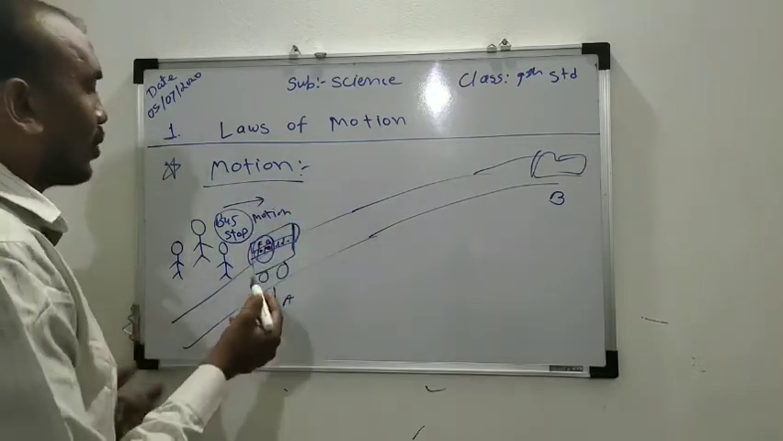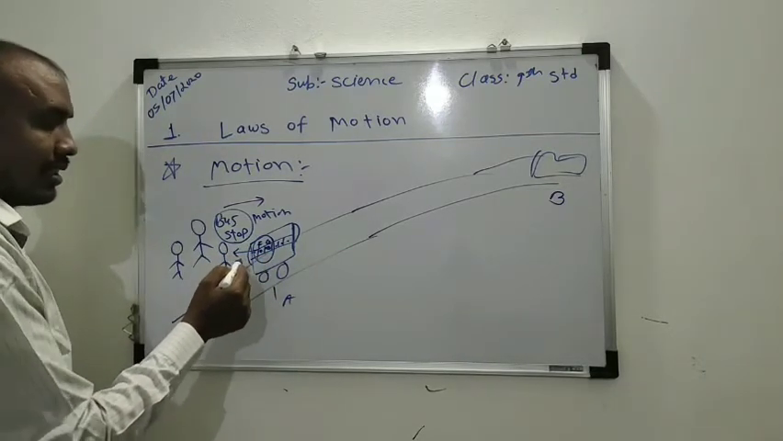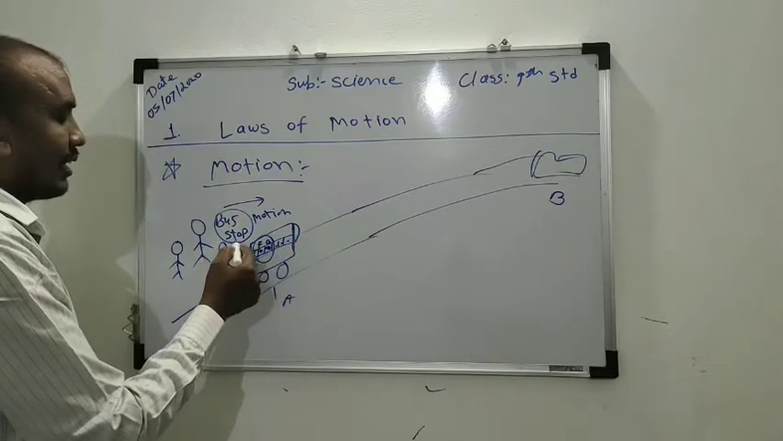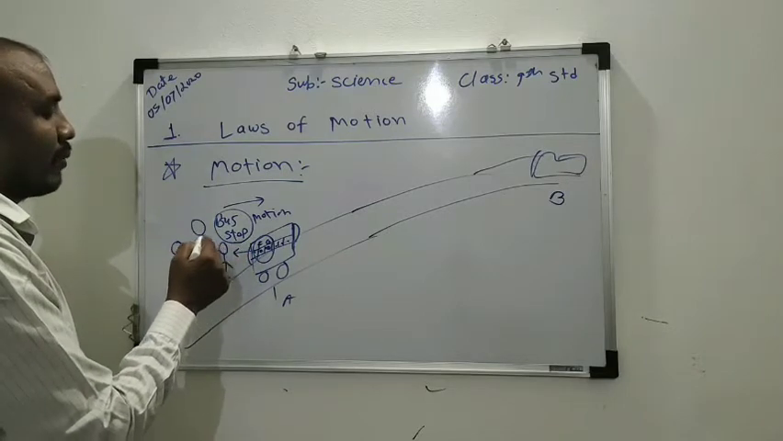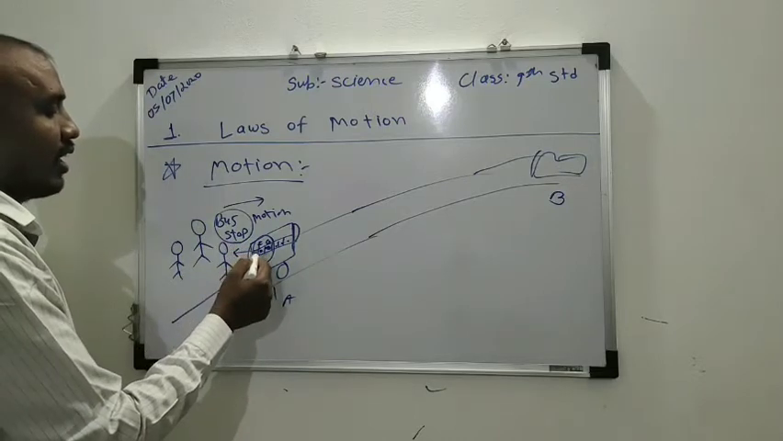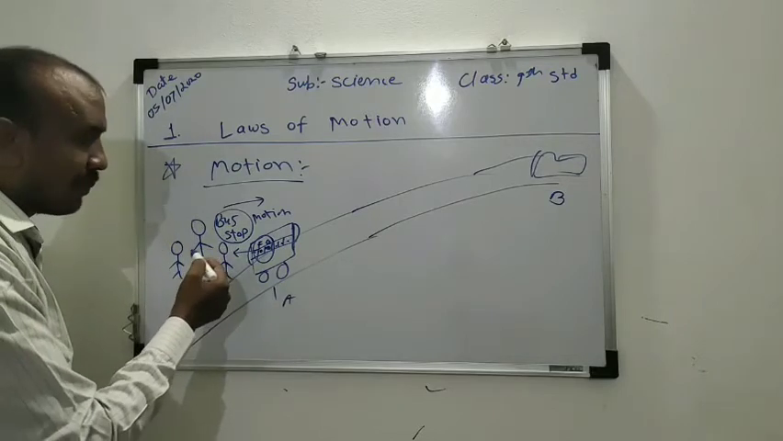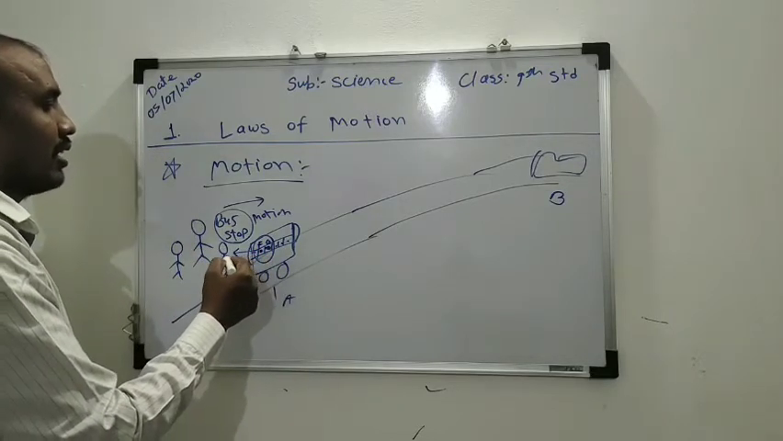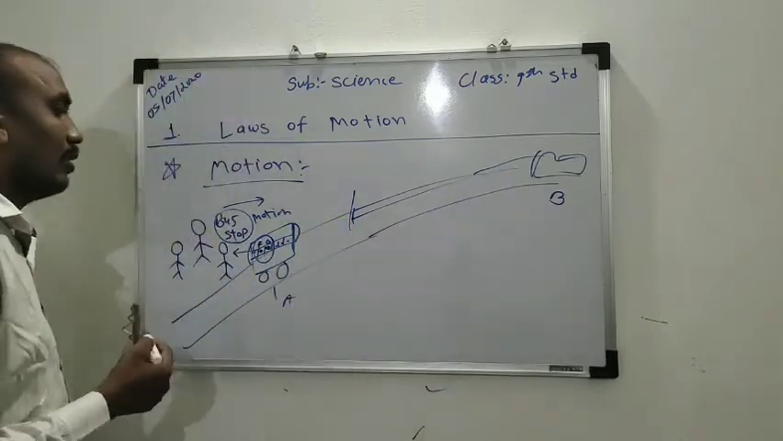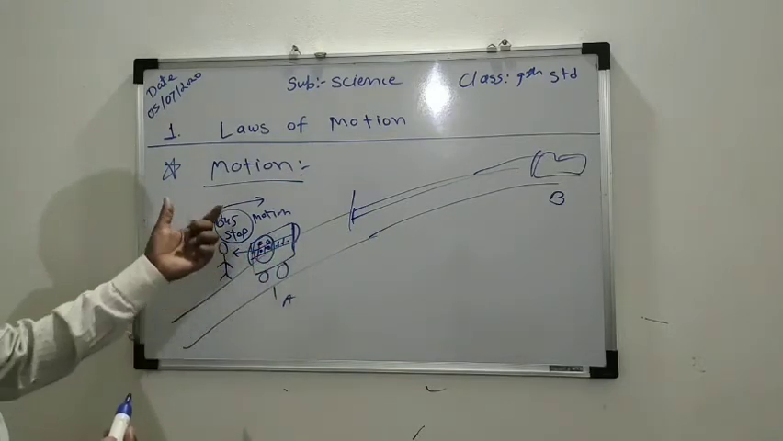So what reference point do you consider? If F looks outside the bus, he will observe that the bus stop is moving backward. With respect to a reference point, the position changes. Sometimes the bus stop is visible, and after some time it is not visible to the person sitting inside the bus. So that is what motion means.